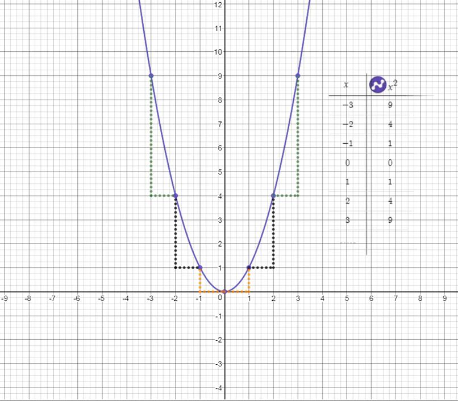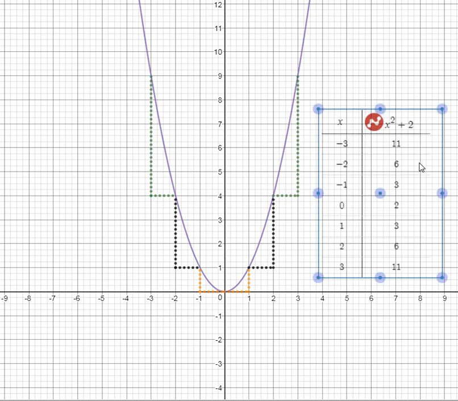Let's look now at a different graph. Let's get rid of some of this stuff, and instead we'll have a look at the graph of y equals x squared plus 2. So the same idea. I'm going to keep the original parabola that we had here. We're going to plug these values here into the equation. Negative 3 squared is 9, plus 2 more is 11. Negative 2 squared is 4, plus 2 more is 6. And so on. So if we were to graph those points, we would get something that looks like this.